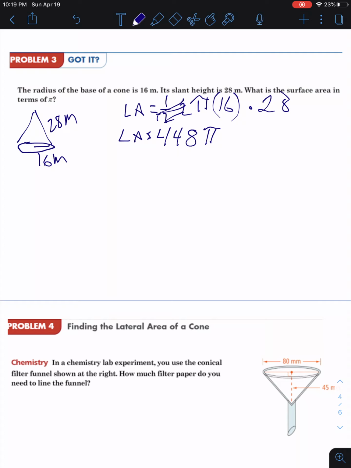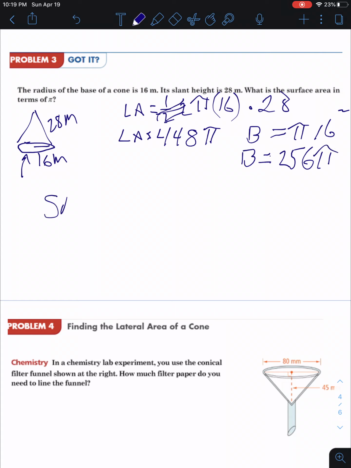That's the cone. Now the base down here is pi r squared. So that would be pi times 16 squared. 16 squared is 256, so this would be 256 pi.